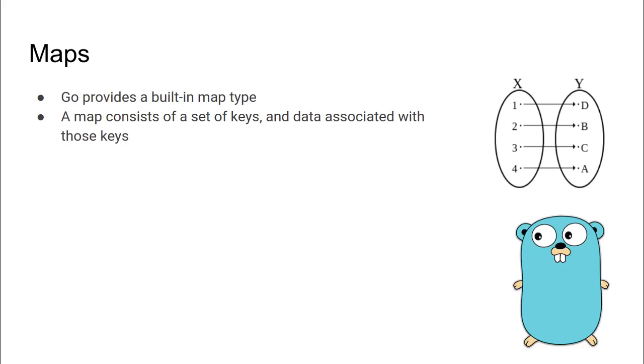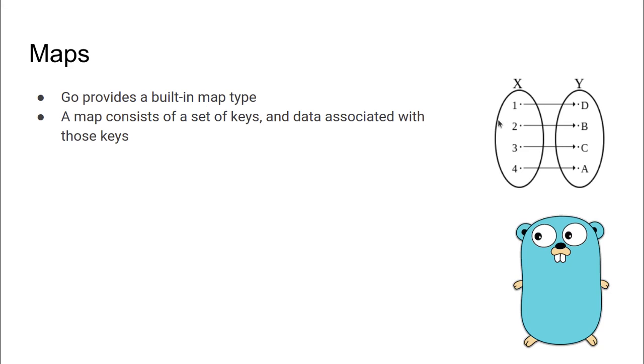In today's Go tutorial, we will be discussing one of Go's predefined data types, which is called a map. So what is a map? Well, we can see here that a map is a data structure which consists of a set of keys and certain data which is associated with those keys.